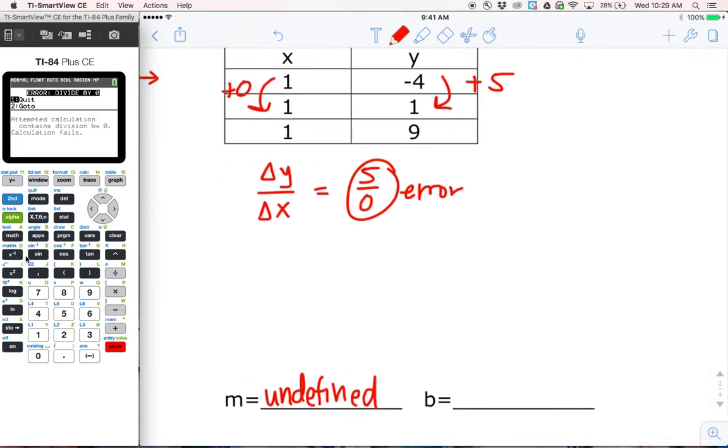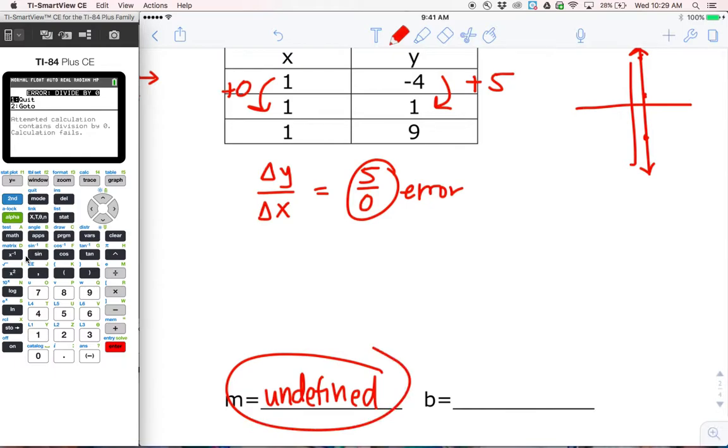Now, what about b? When in doubt, draw a quick little graph. (1, -4), (1, 1), (1, 9). Do you see that this would have been a vertical line for my graph? Makes sense, right? Undefined slope. What about my y-intercept? Well, it's never going to cross the y-axis, is it? It's never going to touch it, so I'm going to say none.